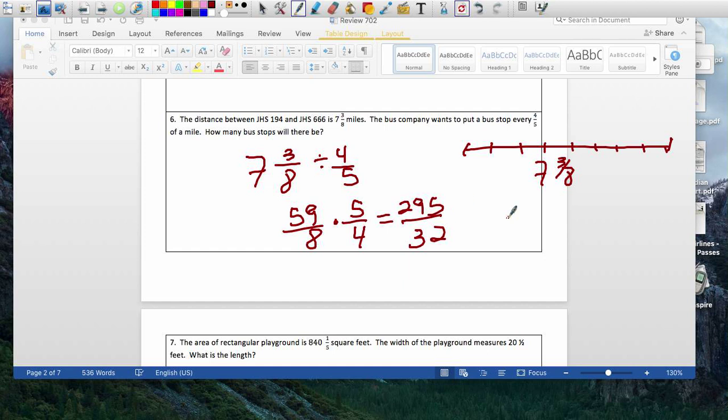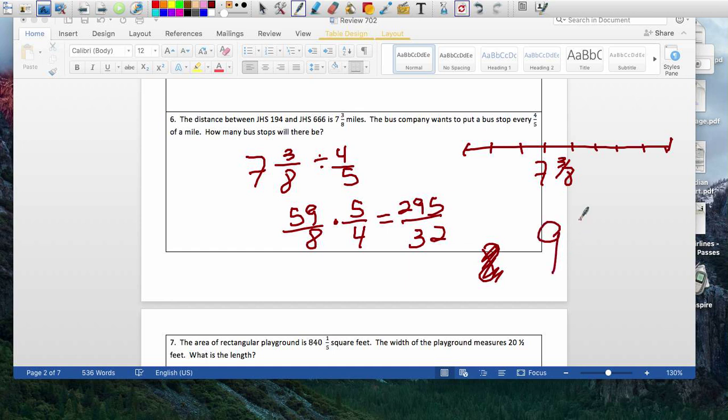And I have no idea what that is. Maybe 8. 32 times 8 equals 256. So 8 bus stops we can. So let me just see. 32 times 9. No, sorry. We can go one more. So it's 9, because 32 times 9 is 288. So we can get 9.